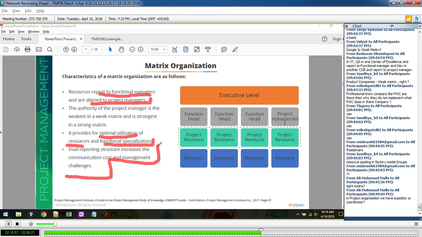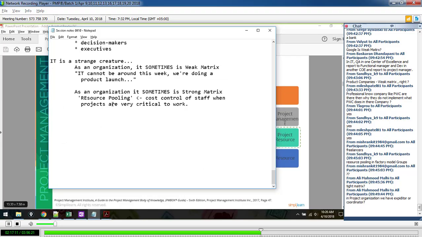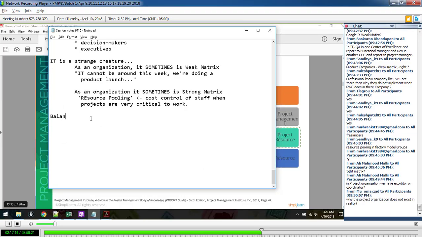In a weak matrix organization, we have expediter, coordinator. In a projectized organization, you probably don't. You have true project management. Now, let's talk about a balanced matrix, because we haven't talked about that yet. Why the projectized organization doesn't exist in reality? Because in consulting, a PM can't function without finance, legal, purchasing. Do you agree with me?